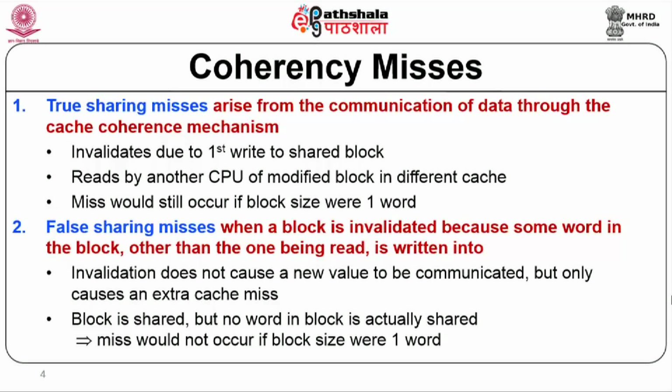Now, this false sharing miss occurs because the block size is more than one word. If the block size had been one word only, then you would not have had this miss. So, the invalidate does not cause a new value to be communicated, but only causes an extra cache miss, because after all I am not interested in the modified word, I am interested only in a different word, but still because the block itself has been invalidated, I will encounter a miss. So, that is a false sharing miss. The block is shared, but no word in the block is actually shared. This miss would not have occurred if the block size were only one word. So, that is how you distinguish between a true sharing miss and a false sharing miss.